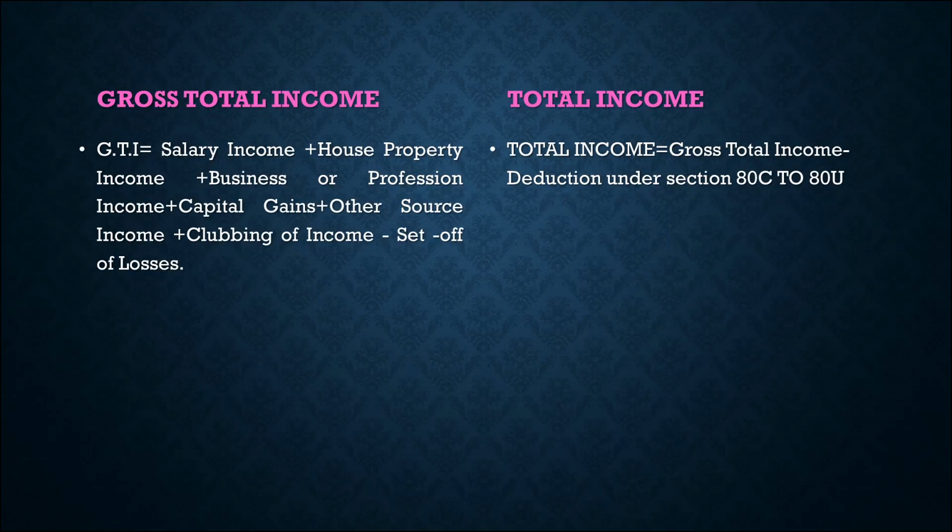And gross total income. The gross total income means salary income plus house property income plus business or profession income plus capital gains income plus other sources income. We have to add these 5 incomes plus clubbing income and minus set off of losses. This is called the gross total income. And total income is gross total income minus deductions under sections 80C to 80U.